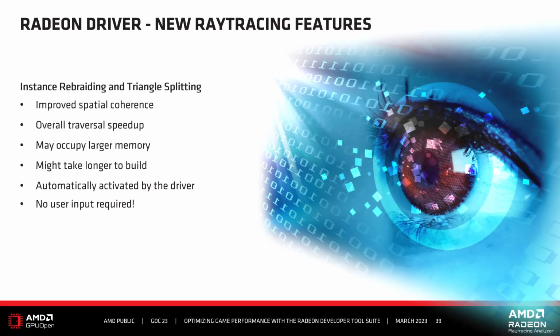With the new RDNA 3 architecture, the AMD Adrenalin driver has been upgraded to include new acceleration structure features, such as instance re-rating and triangle splitting. These features improve the spatial coherence, meaning that the new arrangements of the acceleration structures reduce the traversal operations, resulting in fewer cache misses and so on. In some cases, these features may cause the acceleration structure to occupy larger memory or may take slightly longer to build. But overall, these features are automatically activated by the driver, so no user input is required. The Radeon Ray Tracing Analyzer UI has also been updated to visualize these new features.